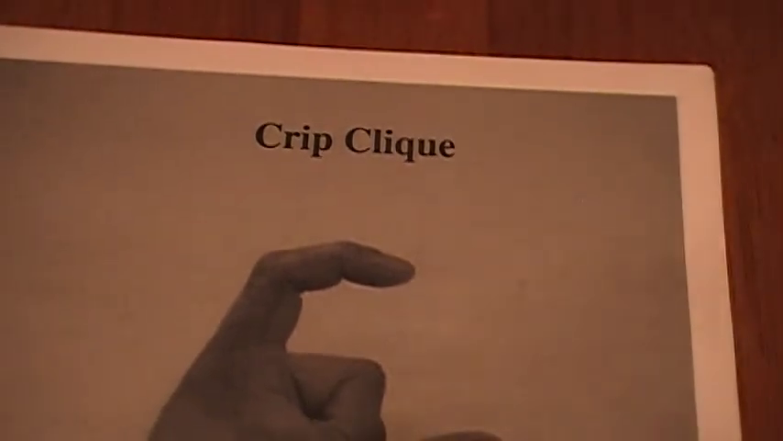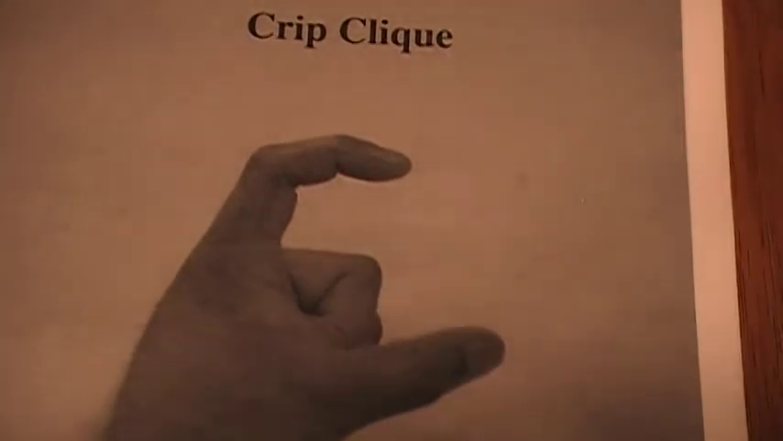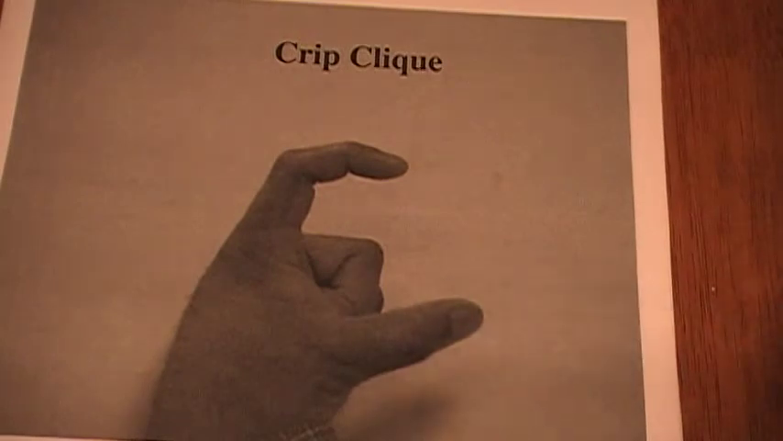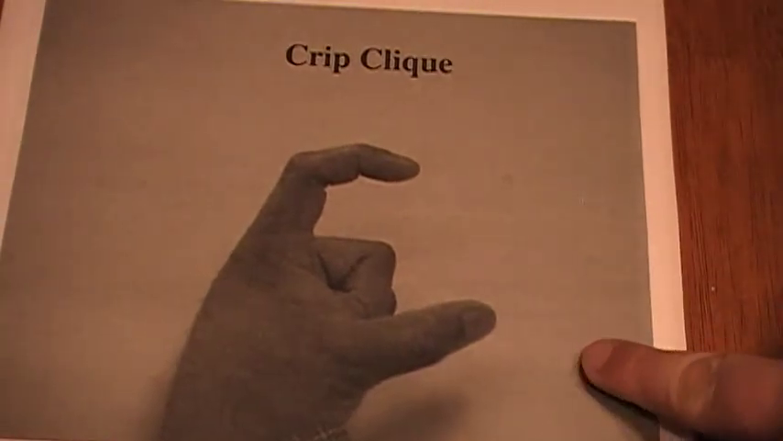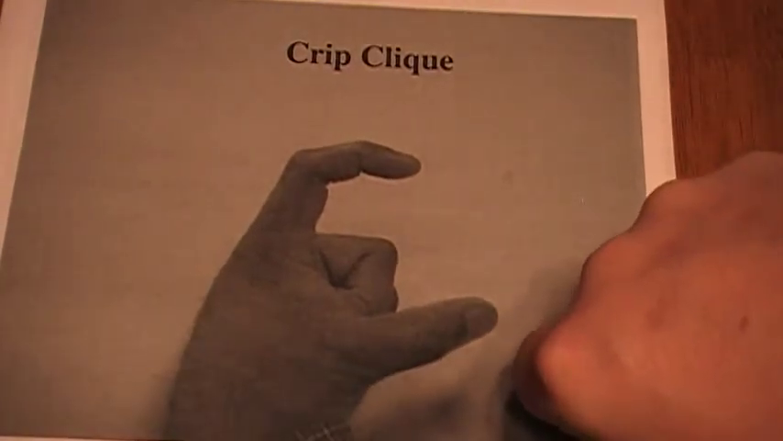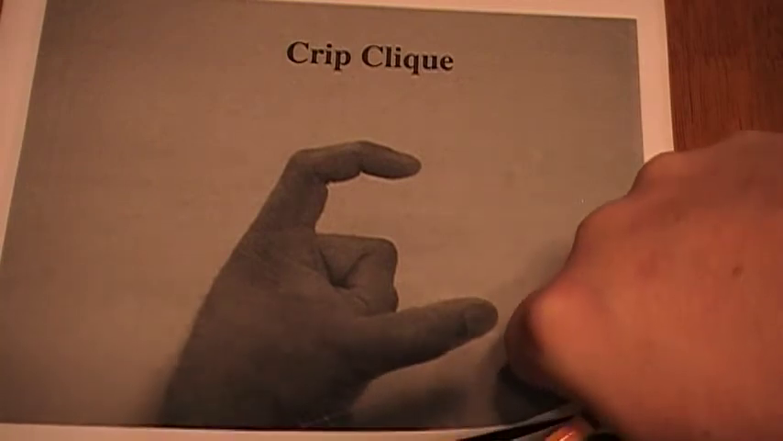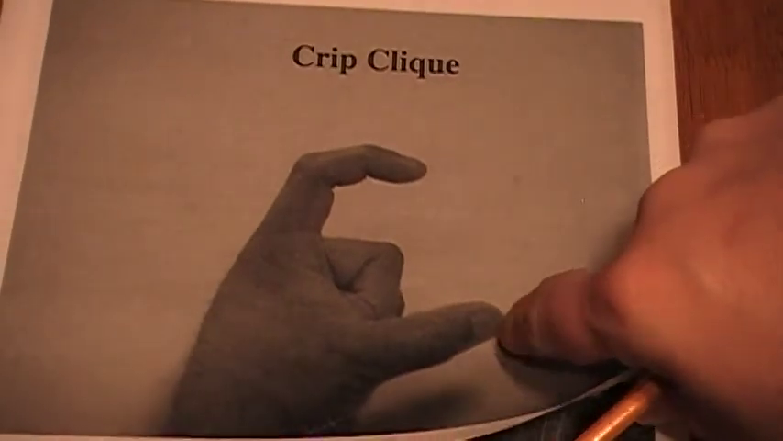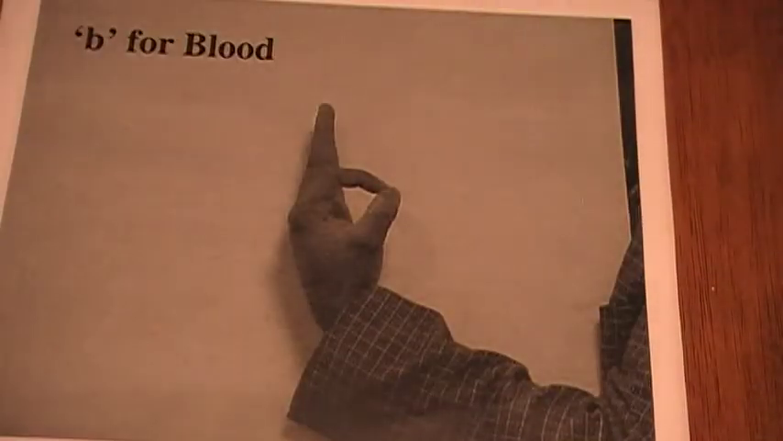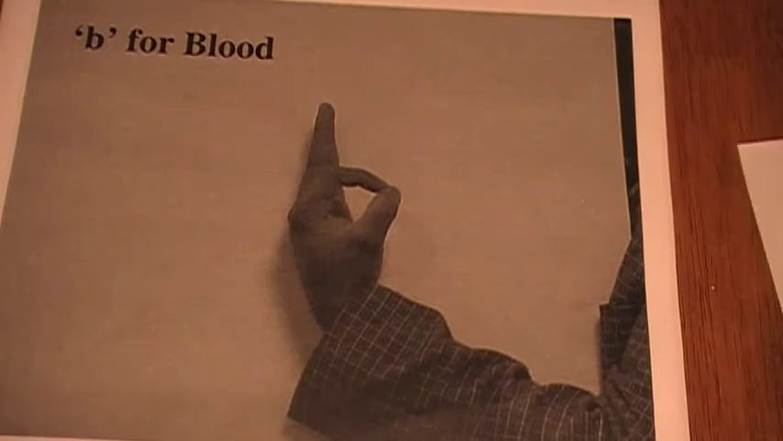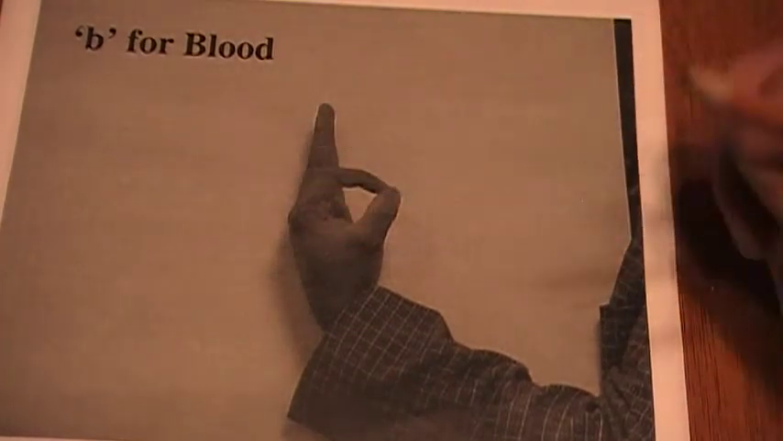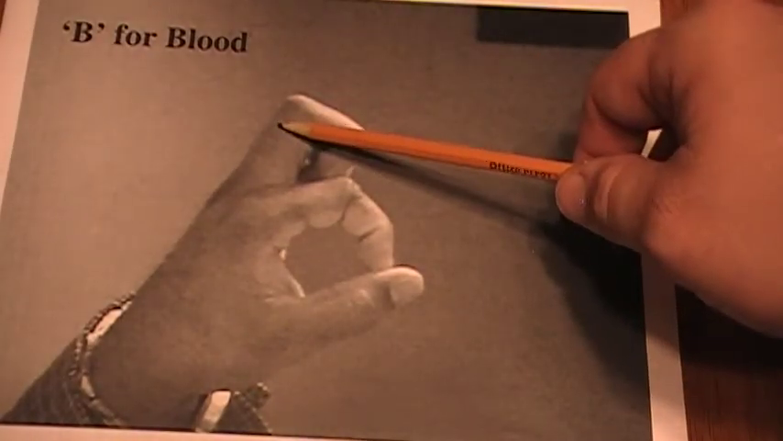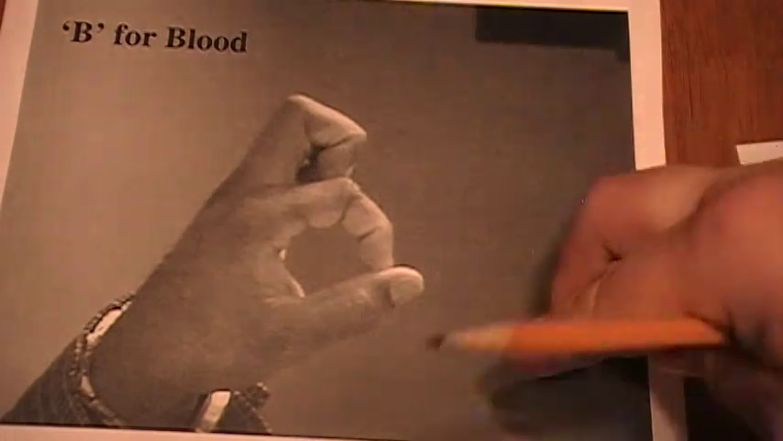Another sure sign that there's gang activity going on is a bunch of young people walking around contorting their fingers. If you see a bunch of young people walking around with their fingers all twisted, it's a pretty good sign you got some gang activity going on. This is a typical sign for Crip. Got one for Blood. You can see the letter B. Another way of seeing the letter B.